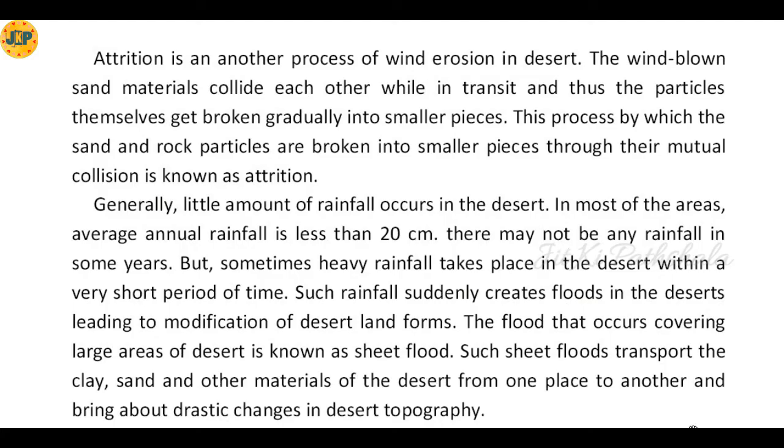Now let's see attrition. Attrition is another process of wind erosion in desert. The wind blown sand materials collide with each other while in transit, and thus the particles themselves get broken gradually into smaller pieces. Because of deflation, when different rocks are carried from one place to another, sometimes these rocks can collide with each other. As a result, they may break down into smaller pieces. This process by which the sand and rock particles are broken into smaller pieces through their mutual collision is known as attrition. Attrition is very simple.